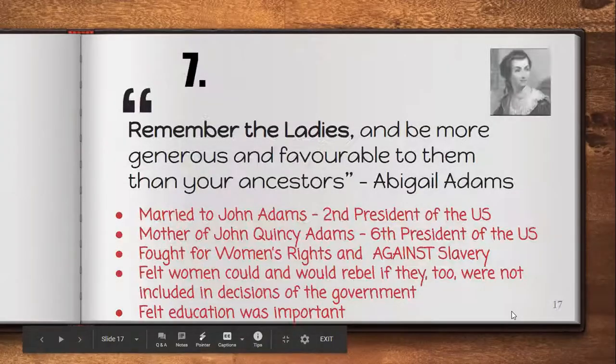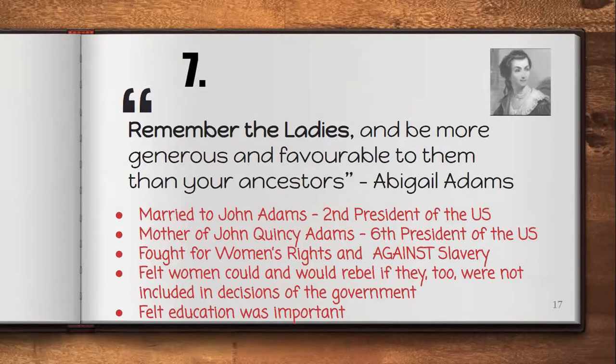Okay, number 7, Abigail Adams. Quote, "Remember the ladies and be more generous and favorable to them than your ancestors." Unquote, Abigail Adams. Okay, Abigail Adams was not typical for her day. She was extremely educated and she was very involved in politics, which back in that time was considered very unusual. She ended up marrying John Adams.